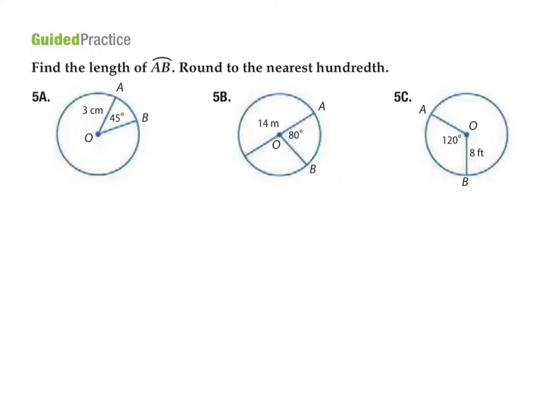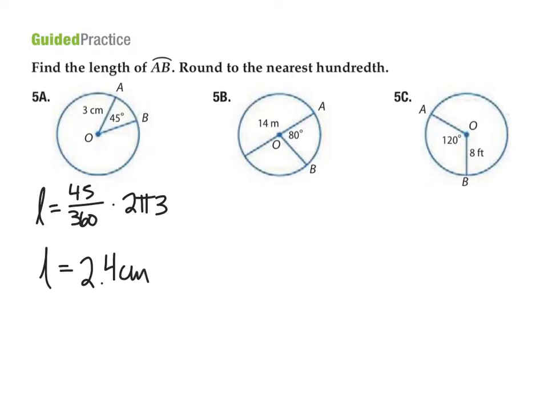All right, here we go. 5A, the length of arc AB is equal to 45 divided by 360 times the circumference. The circumference is 2 times pi times 3. So in my calculator, I'm going to type in 45 divided by 360 times 2 times pi times 3. And I get 2.4, we'll round it, 2.4 centimeters. That's for the first one.